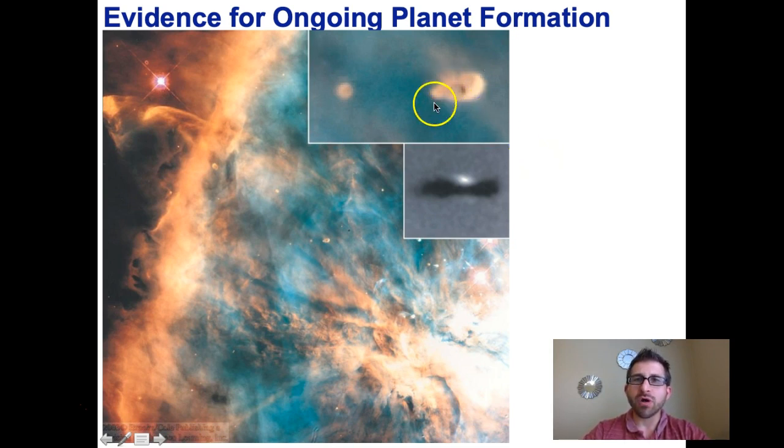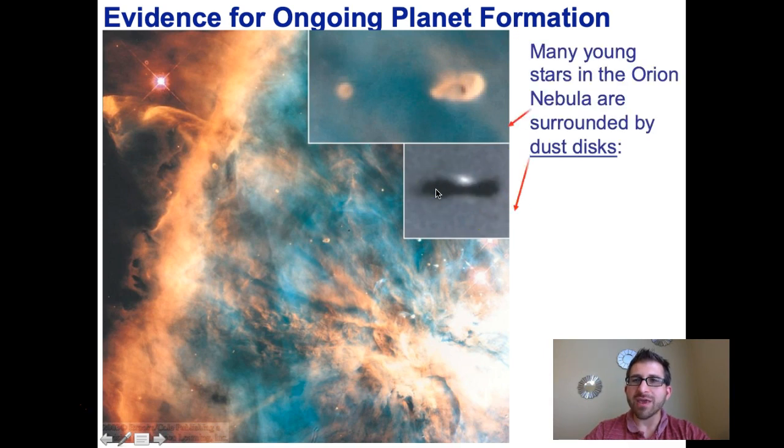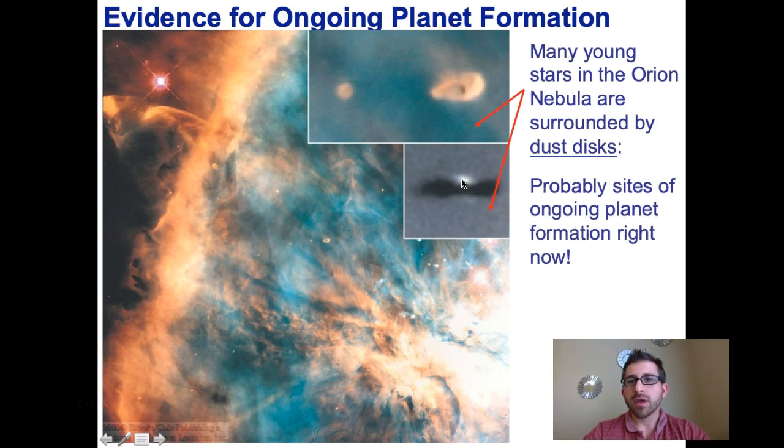And if we zoom in on these things, and if we look at them just right, we can see that we have many young stars in this particular constellation of Orion, the Orion Nebula. We can see these little dust disks with little stars forming inside of them. And we think that these are probably areas where planets are being formed right now.